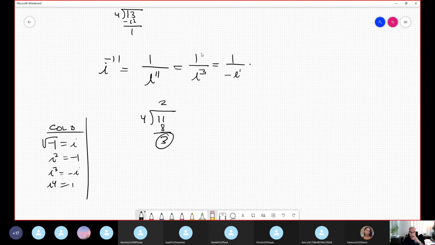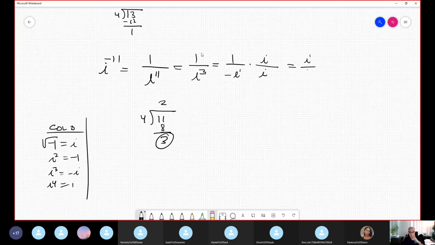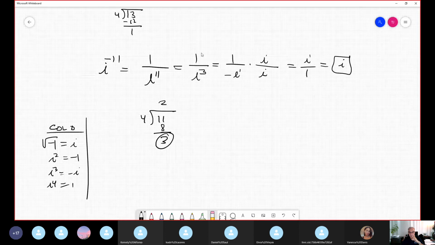Now, division. Division is conjugate. Multiplication, top and bottom. This is a smart one. So 1 times i is i. And the bottom, I did before, is 1. The answer is i. Done.